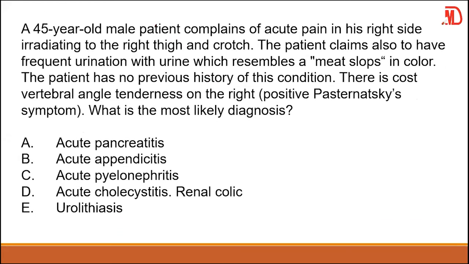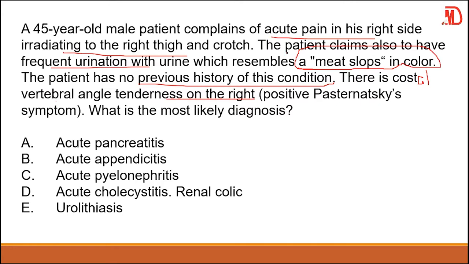A 25-year-old patient complains of acute pain in his right side that is irradiating to the right thigh and crotch. The patient claims also to have frequent urination with urine which resembles meat slops. Anytime I hear of meat slops, I remember Afon's meat slops. The patient has no previous history of this condition. Costovertebral angle. This is costal, not cost. Costovertebral angle tenderness on the right.